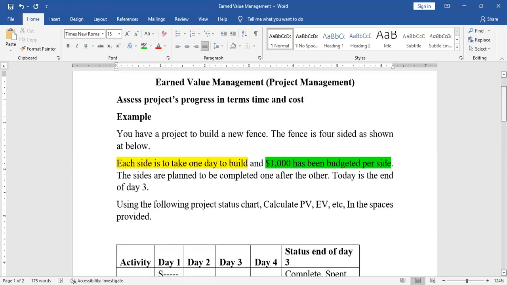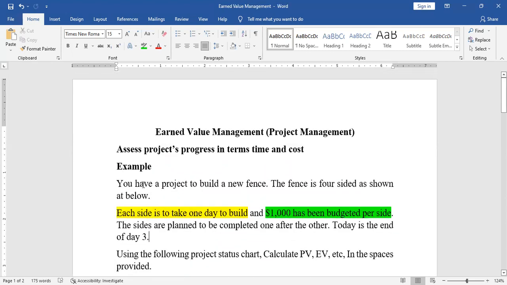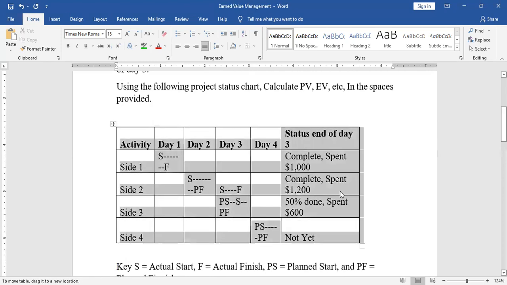Using the following project status chart, calculate planned value, earned value, etc. in the spaces provided. So let me see the spaces provided. So this is the table that was being talked about when the examiner referred to the fence is four-sided as shown in the table below. So that's the table below. This one here.